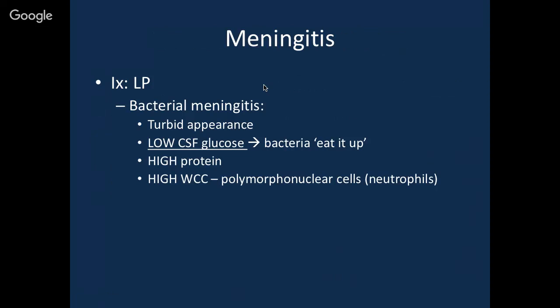It's easy to forget a few of these things, so it's easy to remember that the glucose is just eaten up by the bacteria. That's how I remember that there's low glucose. High protein because bacteria make protein. And the white cell count is high, predominantly neutrophils, which are also polymorphonuclear cells, and they love calling it that just to confuse the crap out of med students.